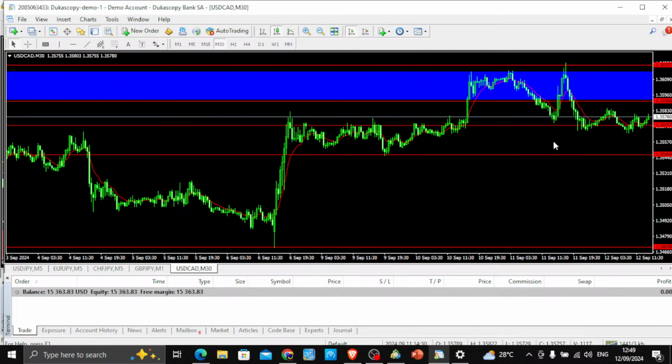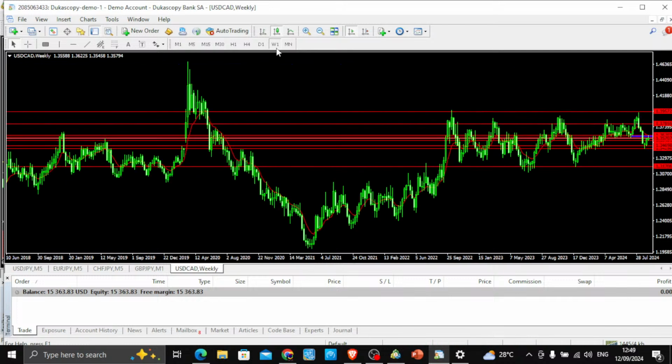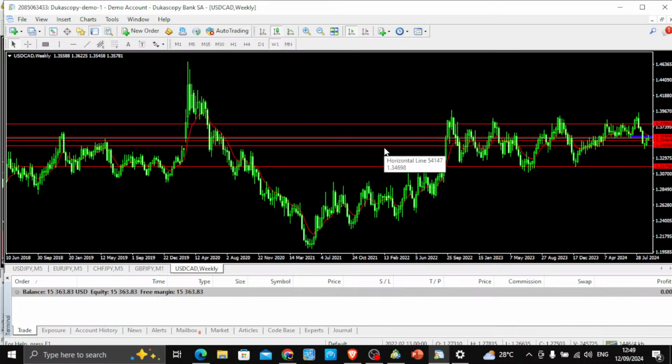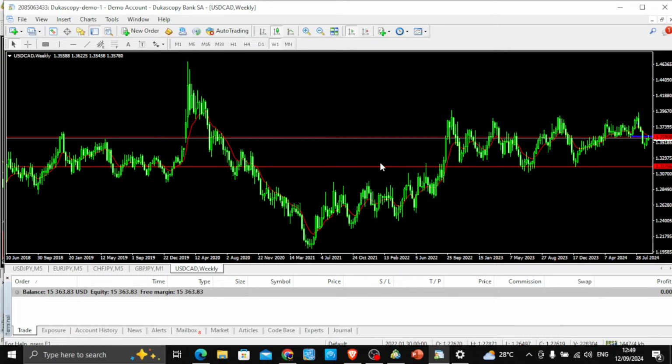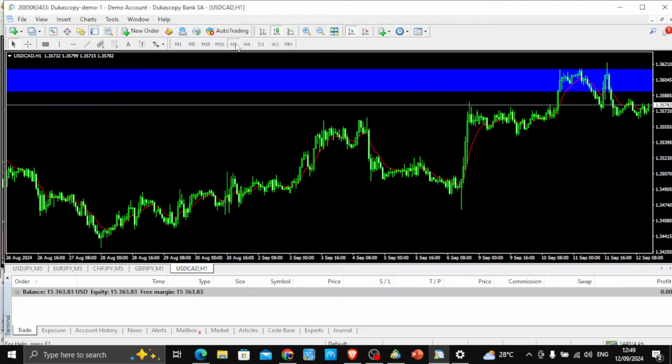Let us recap. What we do, we go to weekly. Let me remove all these horizontal lines. Okay, that's it. So we go to our weekly.